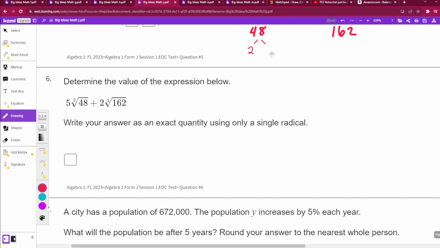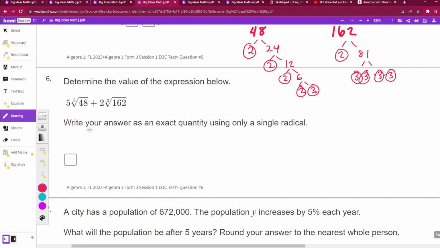48, 2 times 24, circle the 2. 24 is 2 times 12, circle the 2. 12 is 2 times 6, circle the 2. 6 is 2 times 3, circle the 2, circle the 3. 162, we can divide by 2, it's an even number. 2 times 81. And I know 81 is a perfect fourth root. So yes, it's 9 times 9, but those 9s can be broken down into 3 times 3, and then another 3 times 3. So these are my prime factors.